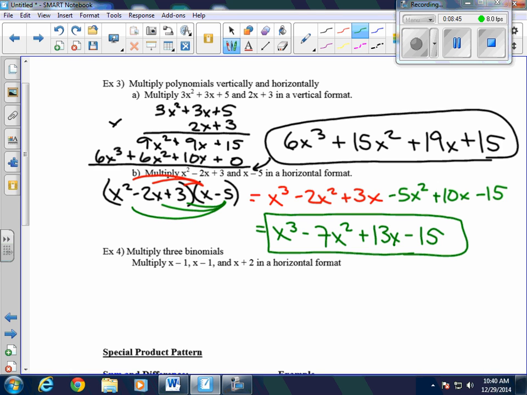And so here is the answer that we should get if we use the horizontal format.